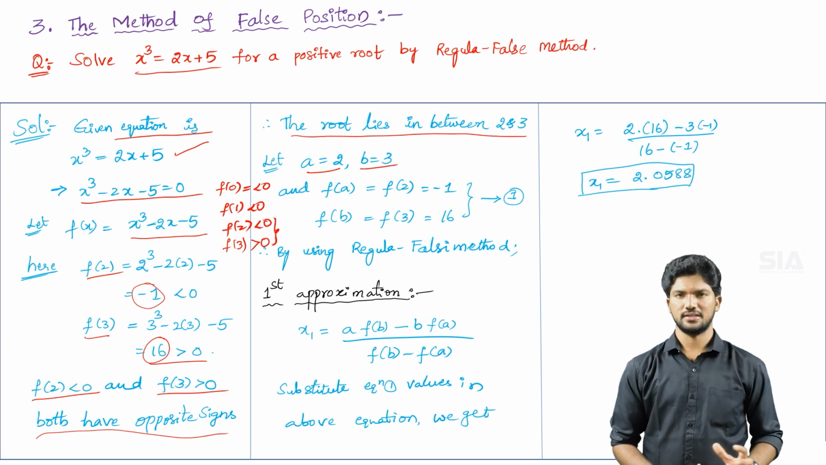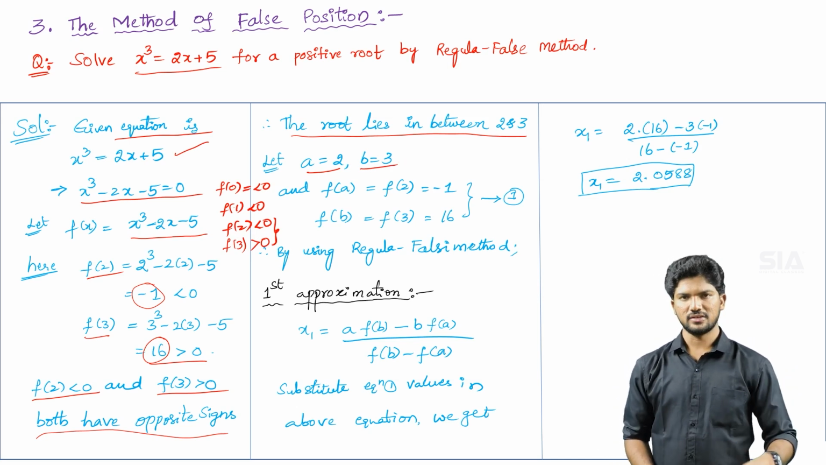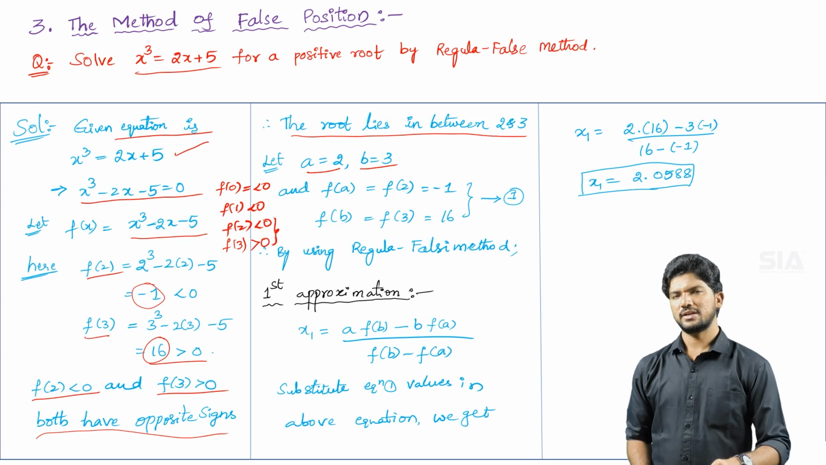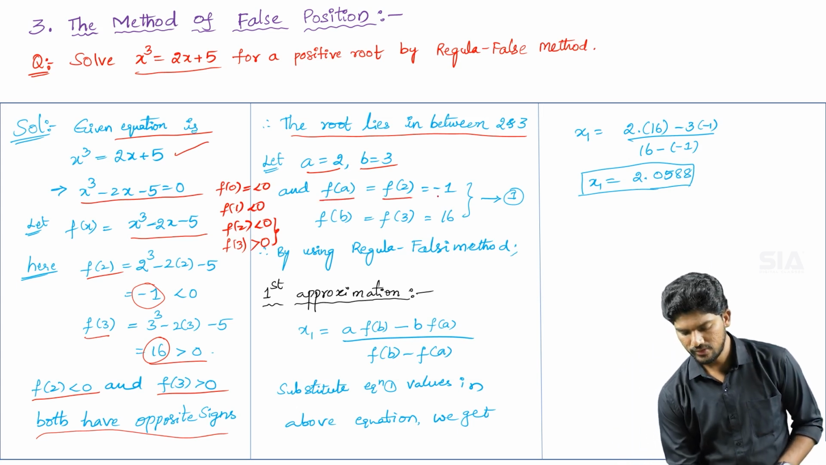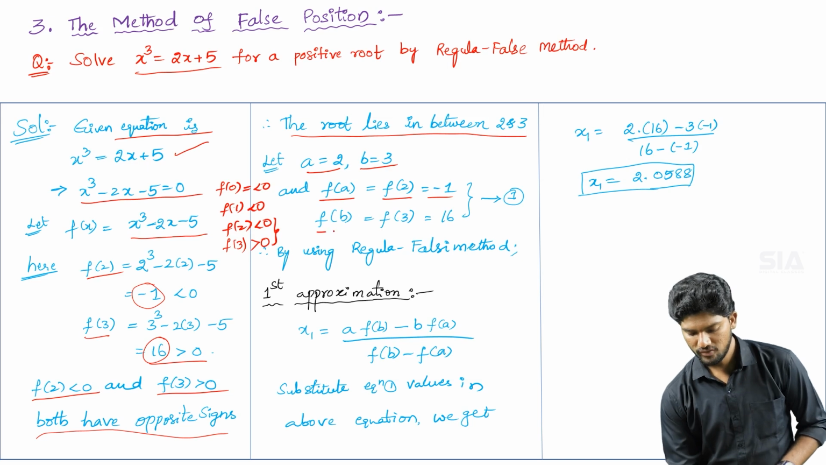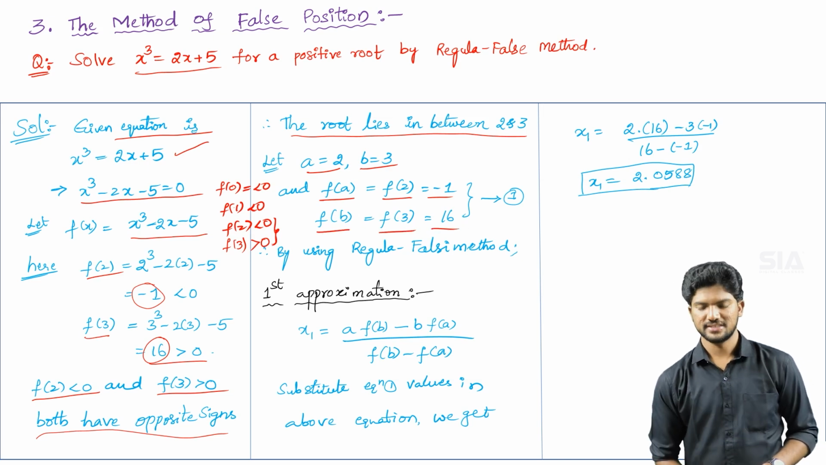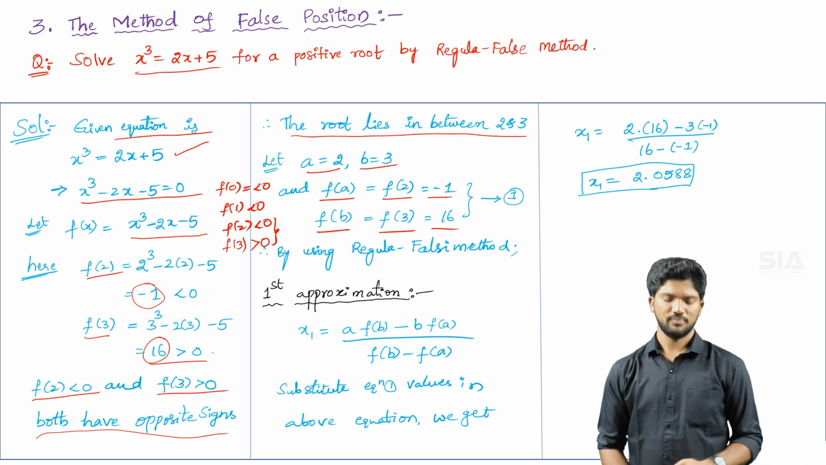Why are we taking these? Because by trial and error method we find that a is equal to 2 and b is equal to 3, and f of a is equal to f of 2 is equal to minus 1, and f of b is equal to f of 3 is equal to 16. That is taken as equation number 1.